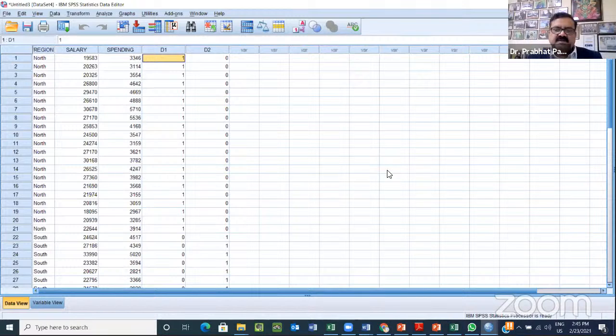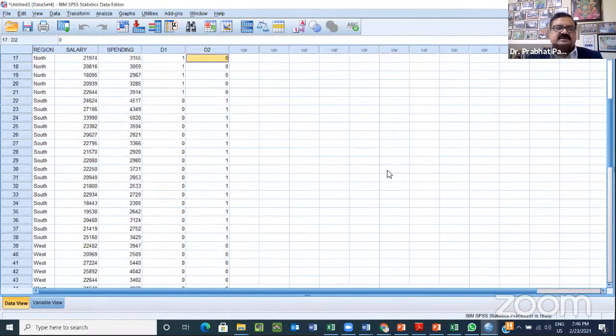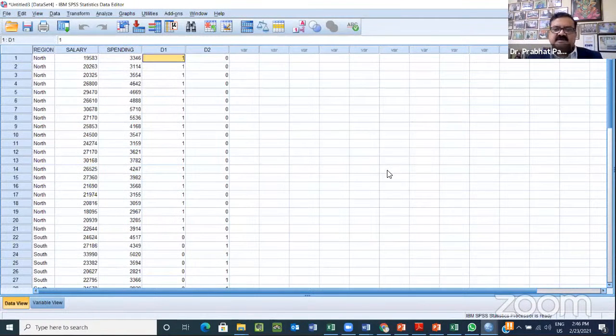Any question on dummies? So how is D2 created? D2 is for South. We are creating the dummy for the second category, that is South. So it is 1 if South and 0 otherwise. North is going to be 0, South is going to be 1, and West is going to be 0. If there are 4 categories, then we create 4 minus 1 dummies: D1, D2, D3. This is the process followed for creating all dummies. Is that clear? Any question on the formulation of dummies?